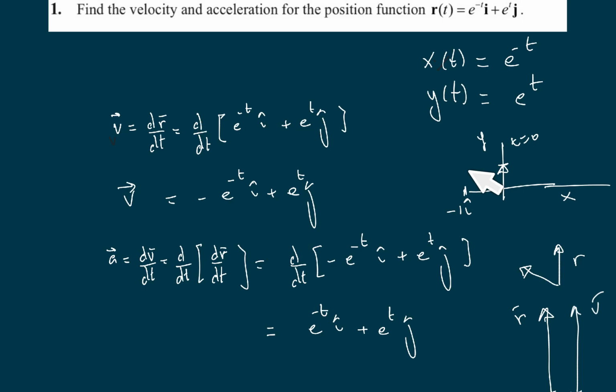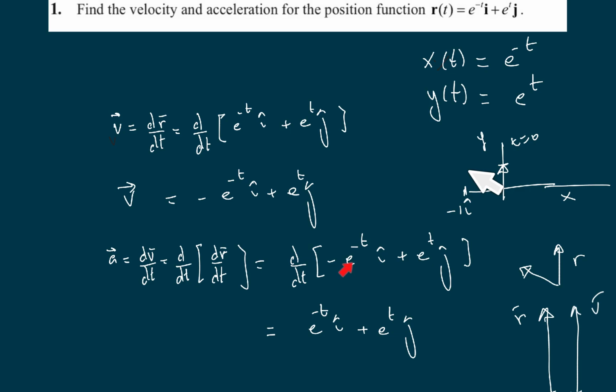The problem says find the acceleration. The acceleration is the change in the vector velocity per unit of time, or the derivative with respect to the time of the derivative of r with respect to t. We have the derivative of r with respect to t, which is the velocity, this one. So the derivative with respect to t of the velocity is the acceleration.